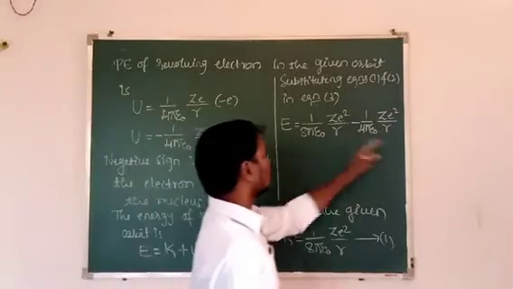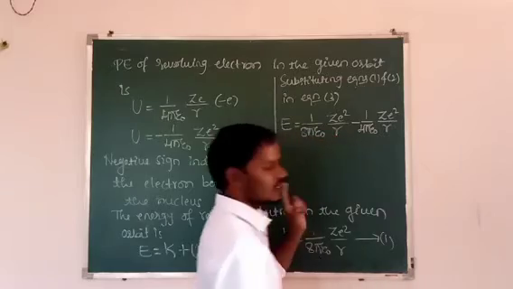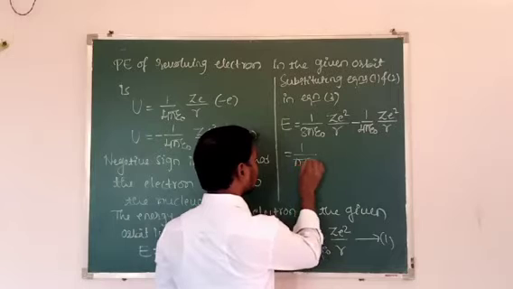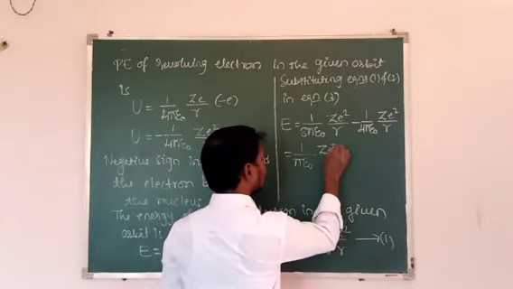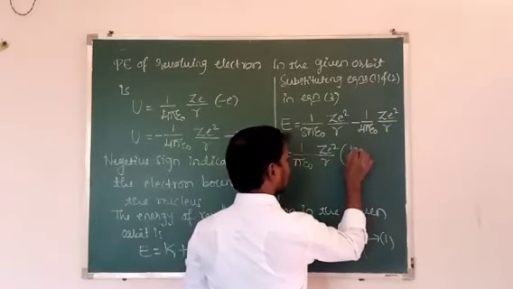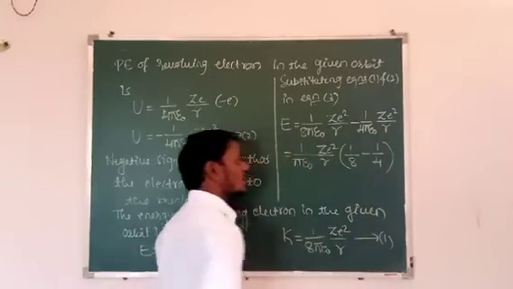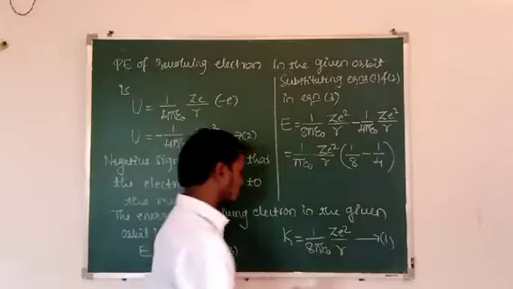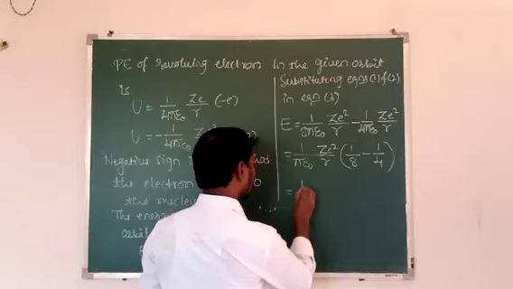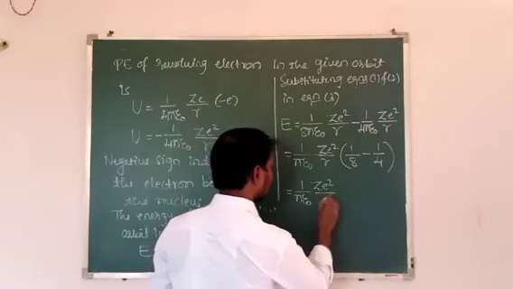Then what is common in both? 1 by pi epsilon naught into Z square by R is the common. So I will take outside 1 by pi epsilon naught Z square divided by R. It is common in both. Then here 1 by 8, here 1 by 4, minus 1 by 4. Then what is the LCM here? LCM is nothing but 8. That is 1 by pi epsilon naught Z square divided by R.